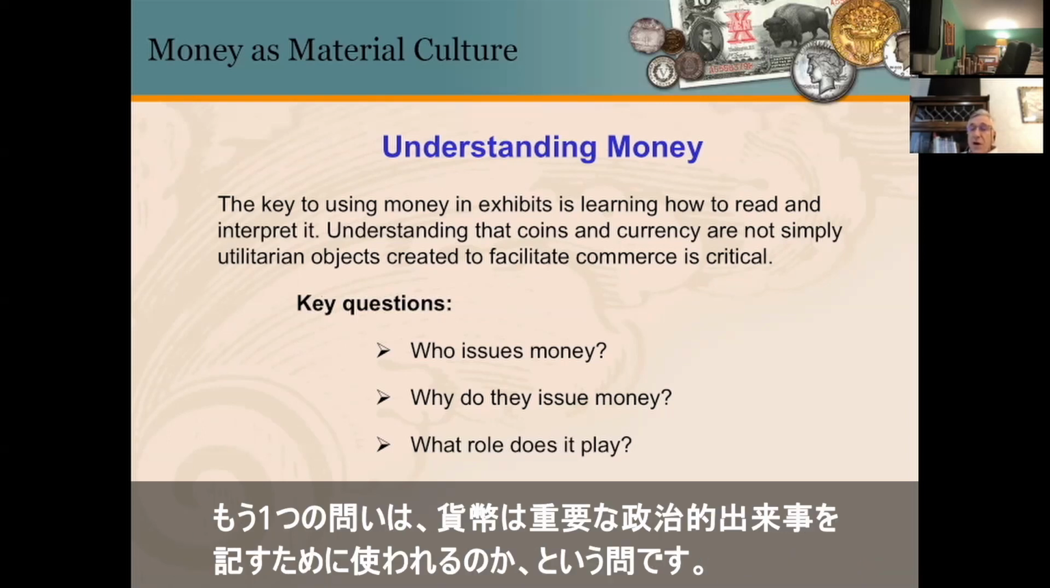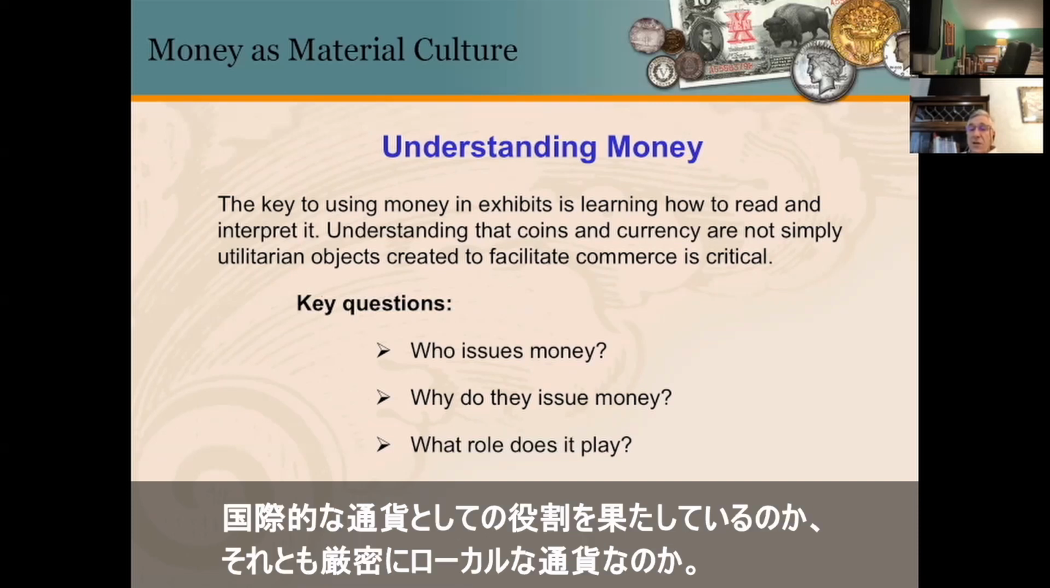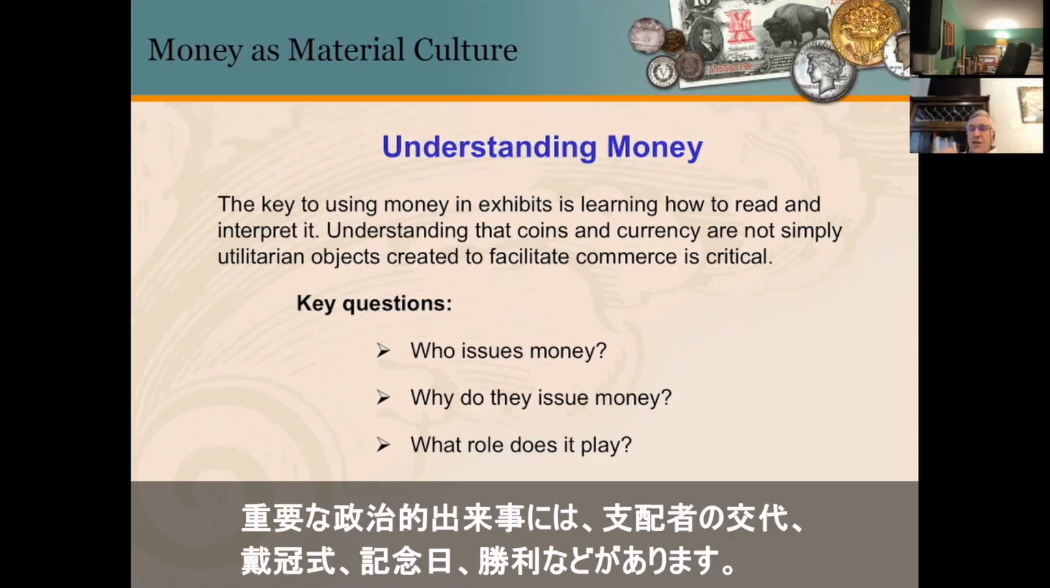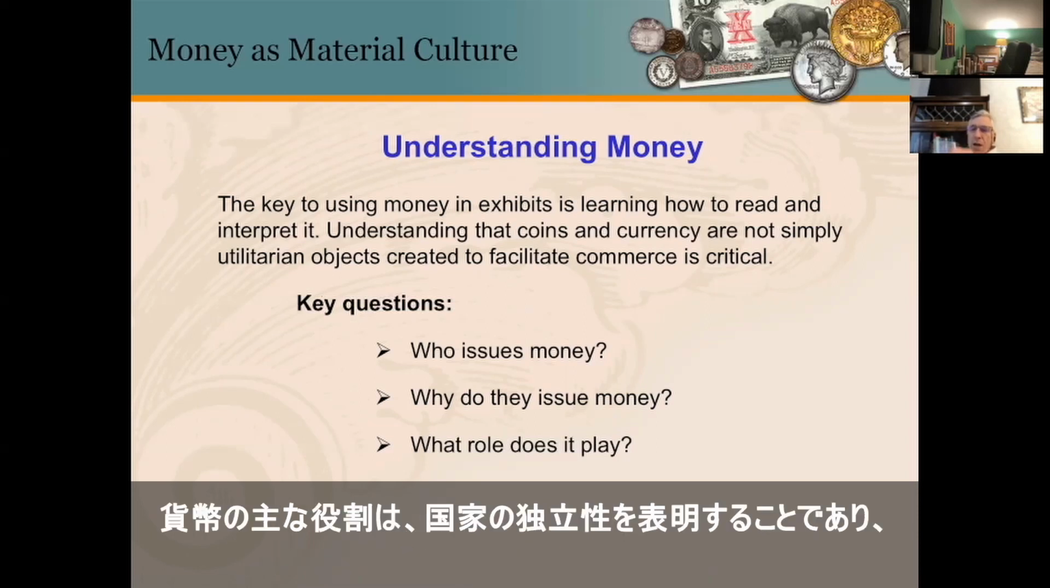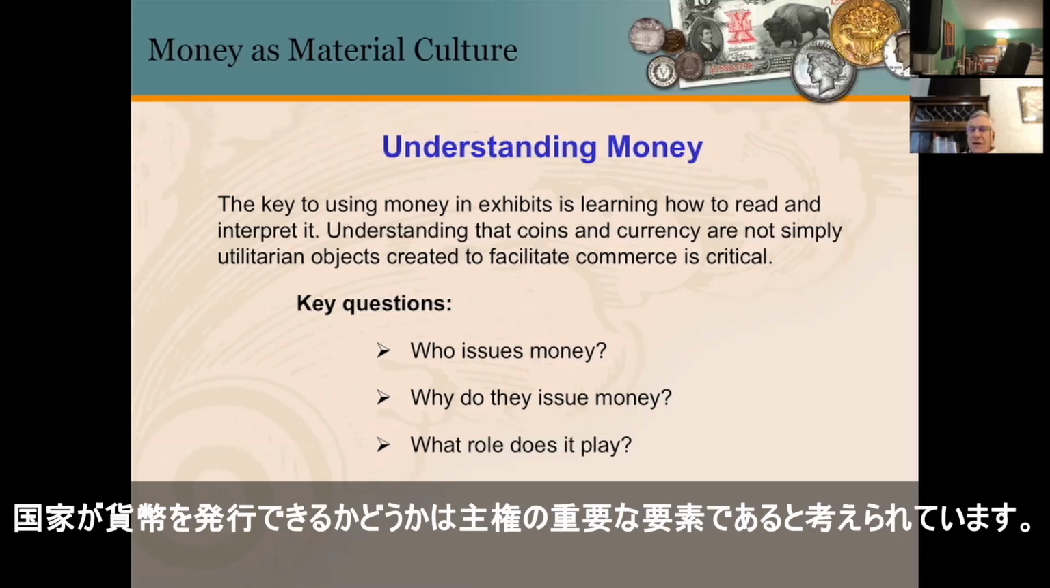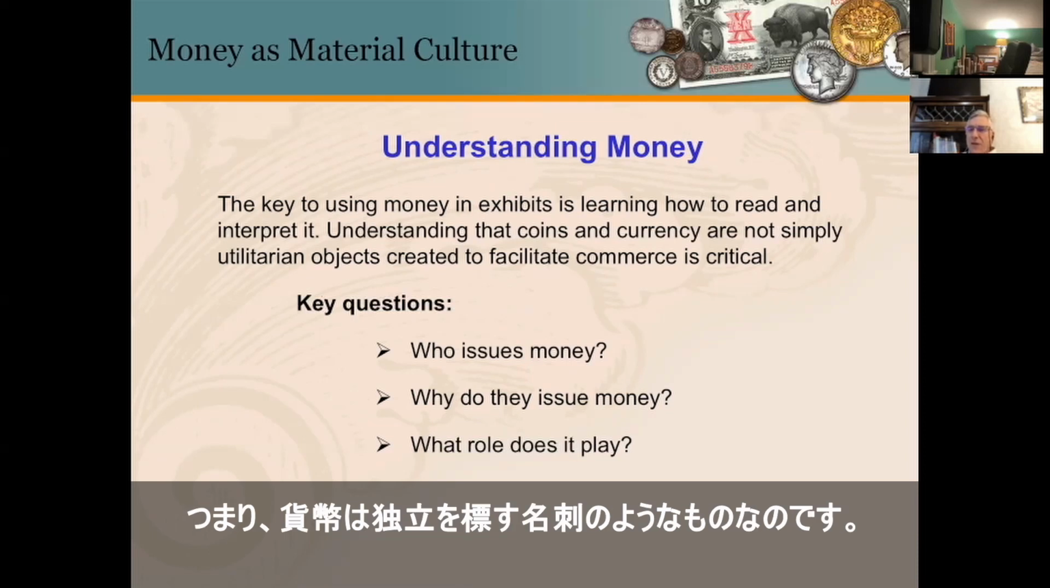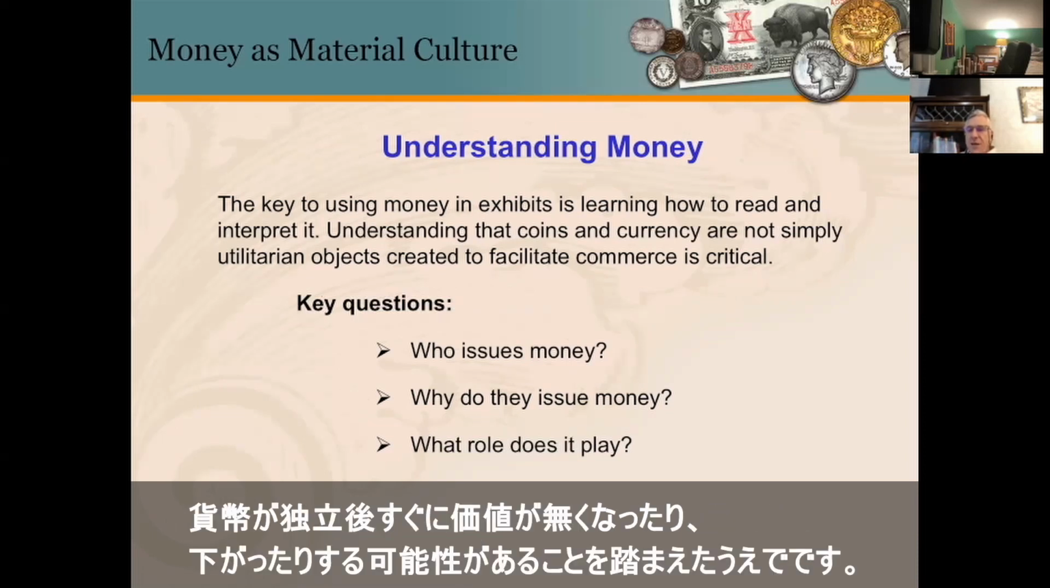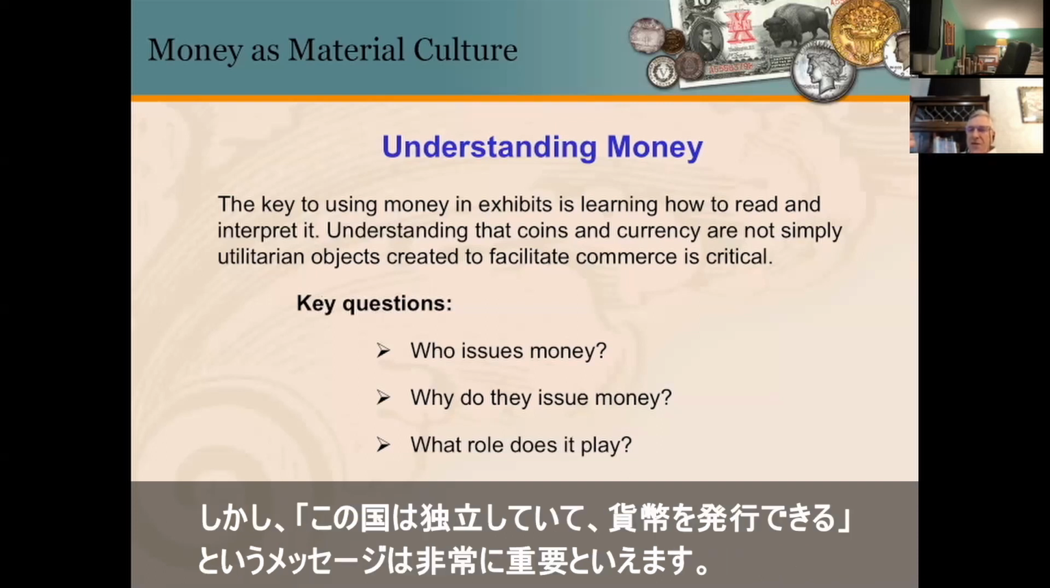Another question is: is the money used to mark important political events? Does it serve as an international currency, or is it strictly local? Important political events could include a change in ruler, a coronation, anniversaries, victories, etc. A major role of money is to announce the independent existence of a nation. The ability of a nation to issue money is seen as a critical factor in its sovereignty. So money has become the calling card for independence. And this despite the knowledge that this money might be worthless or possibly devaluate very quickly after the first independence of the country. But that message that the country is independent and is able to issue money is extremely important and worth the problems that might occur.